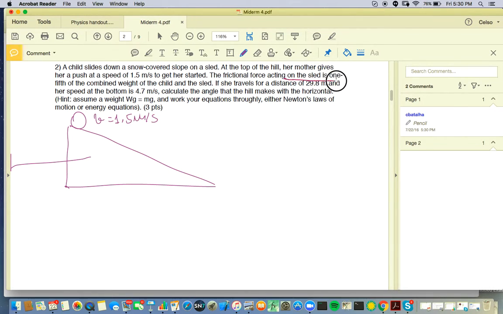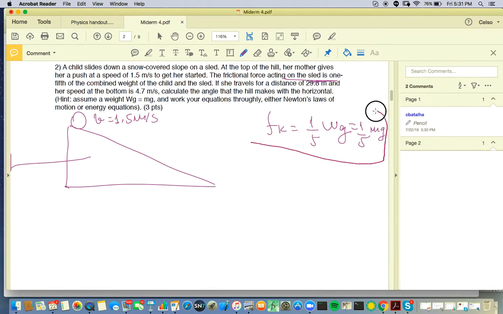And there is a frictional force that is said to be 1/5 of the combined weight of the child. So 1/5 of the combined weight of the child, and the weight is mg, so 1/5 of mg. It is true that kinetic friction is equal to the coefficient of kinetic friction times the normal, but we have neither the coefficient of kinetic friction nor the normal in this problem, because we don't have the weight in newtons of the sled and child. Okay.